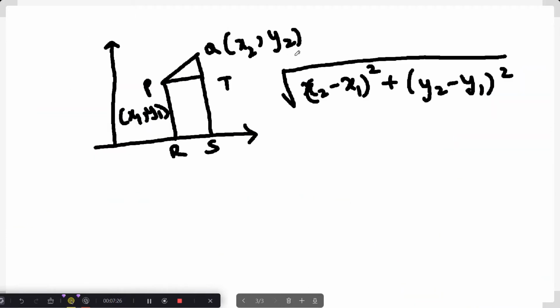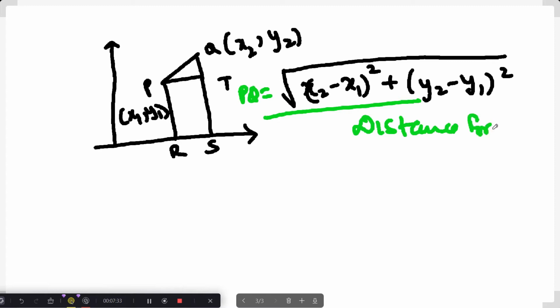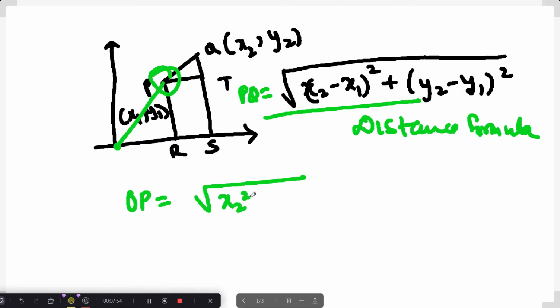I hope you got it. So if we are just denoting it like this, what is PQ? PQ is this. This is known as the distance formula. Right? Now, for example, this point P. So what we want to find is this point's distance from the origin. So we want to find OP. So then what will OP be? x2 square plus x1 square plus x2 y1 square, right?